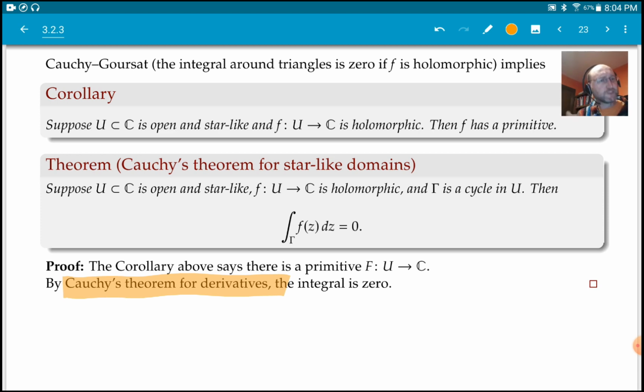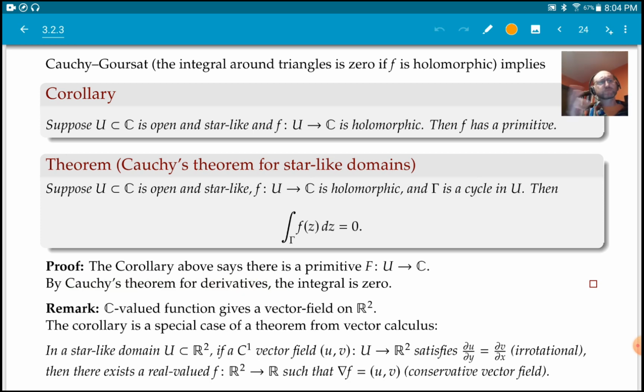Now again, Cauchy's theorem doesn't work for any open set, any domain, and any holomorphic function. There has to be something, right? So for example, being star-like. There are going to be better conditions later on. This is the one that we have right now. So if U is star-like, then you get Cauchy's theorem, right?